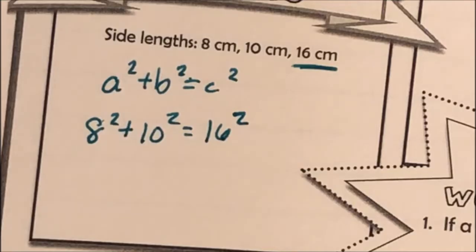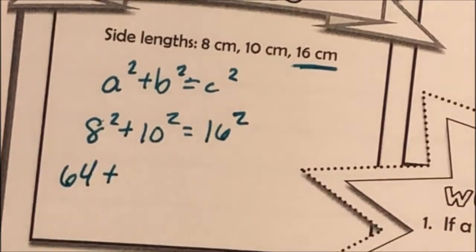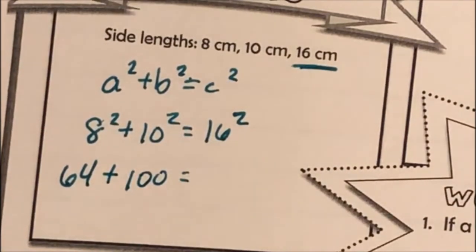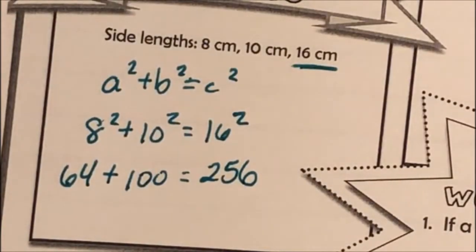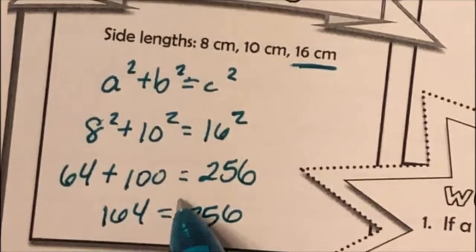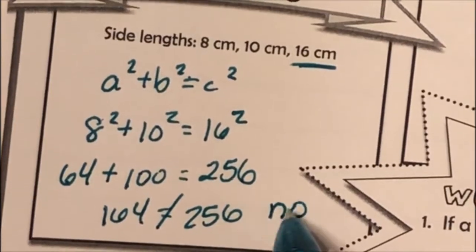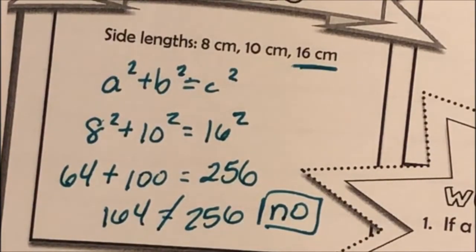Then I'm going to solve each side. 8 squared is 64. 10 squared is 100. And 16 squared is 256. 64 plus 100 is 164, and that does not equal 256. So the answer to this is no. These 3 side lengths do not make a right angle.